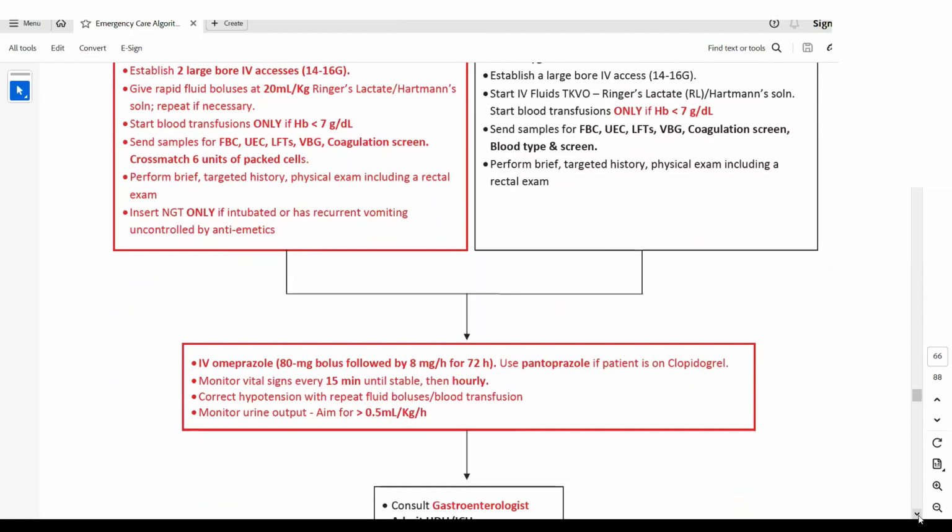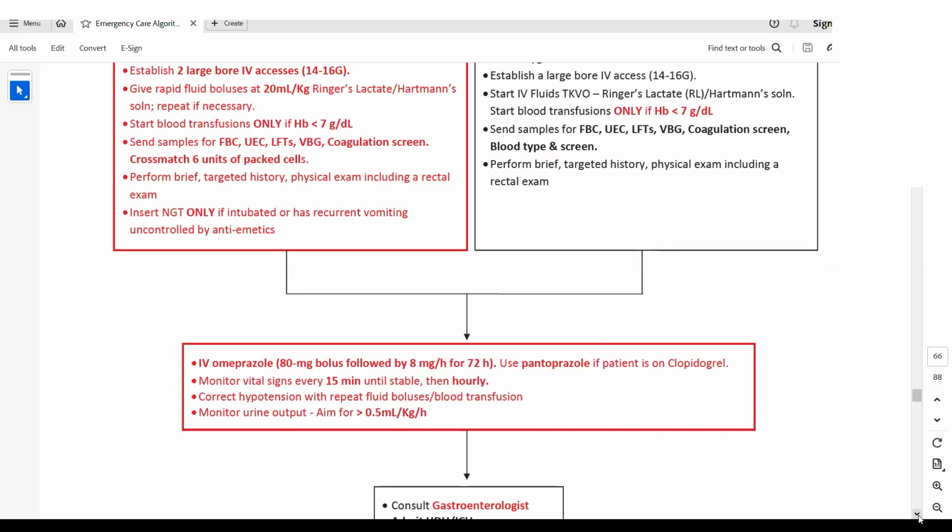Now, some medications that can be given, we usually say that you can give your IV omeprazole, 80 milligram bolus, followed by 8 milligrams per hour for 72 hours, or you can use pantoprazole in case your patient is on clopidogrel. The reason for that is that omeprazole tends to reduce the clopidogrel antiplatelet effect. So that may, in the long run, be detrimental to your patient because you want your patient to be able to form platelets so that they can clot, so that they don't continue bleeding.